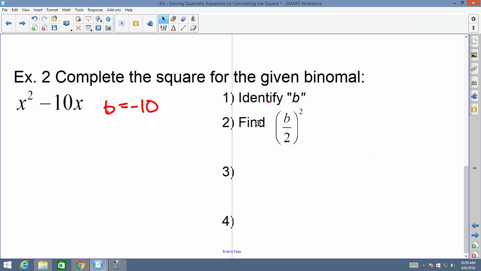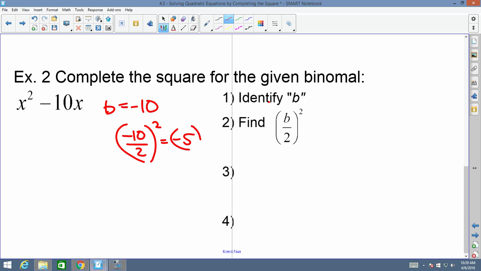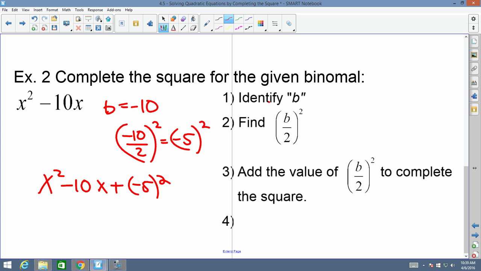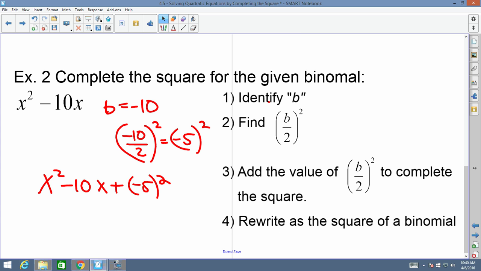Step 2, find b over 2 squared. Well, b over 2 squared is going to equal negative 10 over 2 squared, which equals negative 5 squared. Number 3, add the value of b over 2 squared to complete the square. So I have x squared minus 10x plus negative 5 squared. Step 4, rewrite as a perfect square binomial.